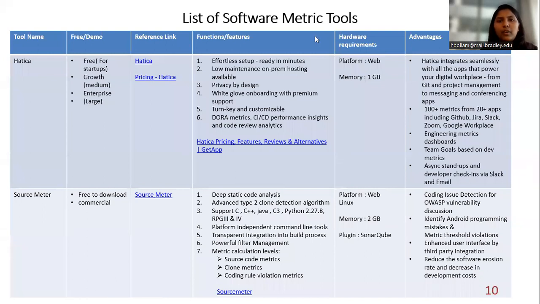And let's see some list of software metric tools. The first software metric tool will be Hatica. Hatica is an analytic platform that enables engineering teams to work with visibility dashboards, actionable insights, and workflows across remote and in-office environments. It comes with a free version for startups and individuals, a growth edition for medium organizations, and an enterprise edition for medium to large organizations.